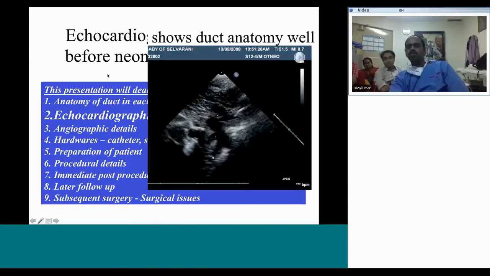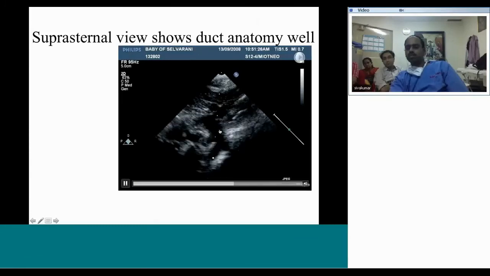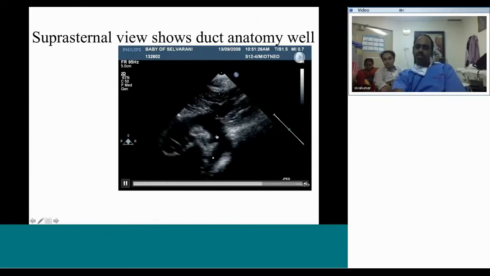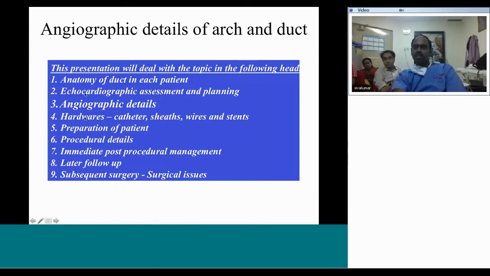How will you assess this anatomy? Echocardiographic assessment. So this is the suprasternal view, and you are able to see the tortuous PDA, S-shaped PDA, going from the undersurface of the arch of the aorta. So you measure the length, you measure the diameter, you mention the tortuosity. So this is the second step, echocardiographic assessment.